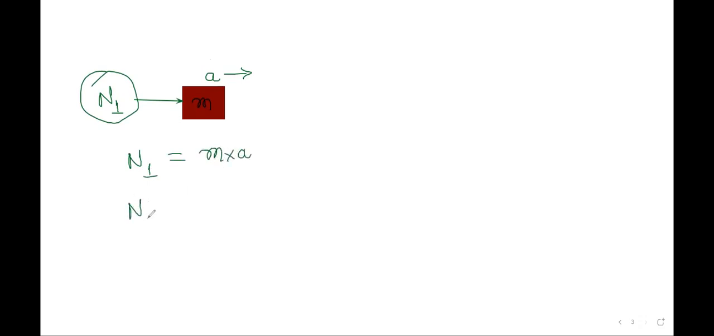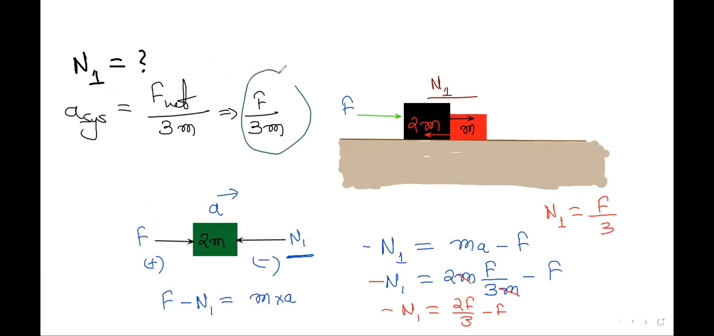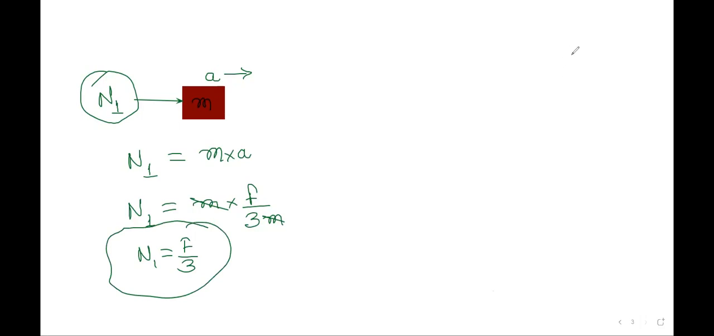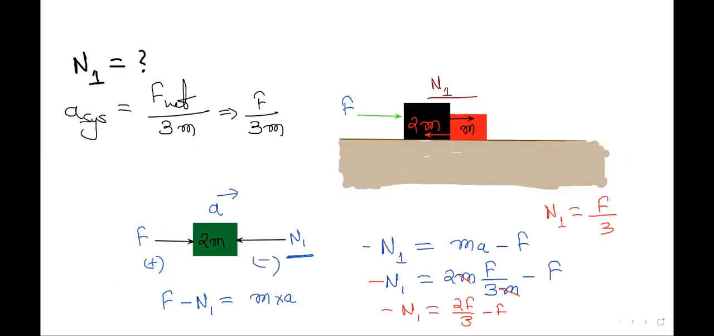So what will be the value of N1? Mass is M. What is the value of acceleration? Acceleration is F upon 3m. So just cancel m from m, so N1 will be F by 3. The value is again the same. Now see, N1 is equal to F upon 3, and from here also, N1 is F upon 3. Got it?